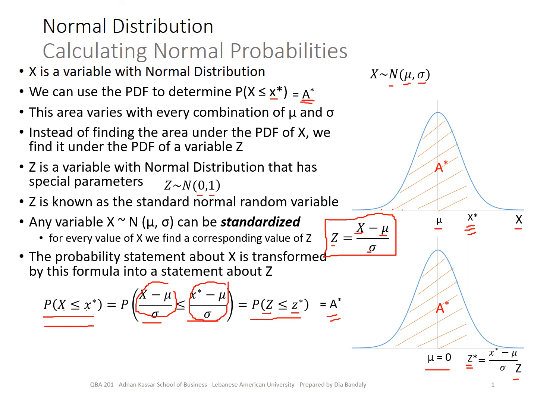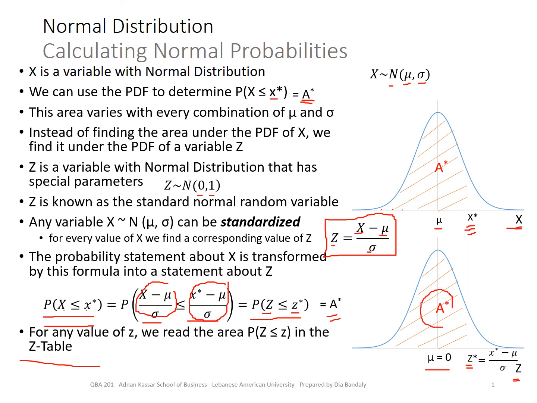Okay, now the question is, all right, now that I shifted to find the area from the x curve to the z curve, how can I find it? This is where we're going to use the z table. Okay, so as I mentioned before, the z table is a table that shows us for any value of z, what's its corresponding area, A star. All right, and I'm going to show you how to read a z table in the next slides.